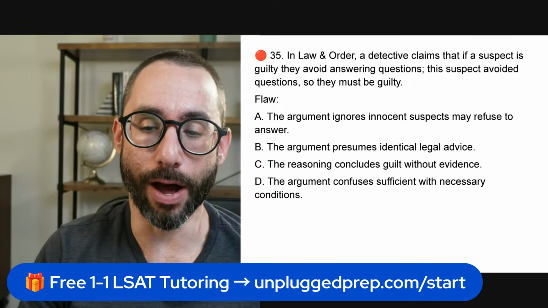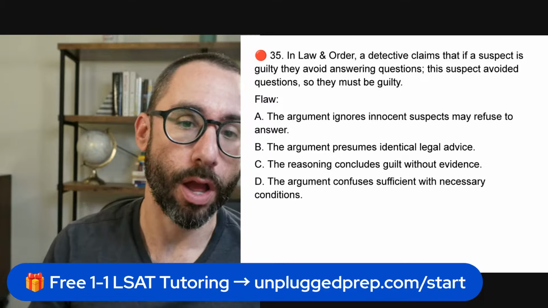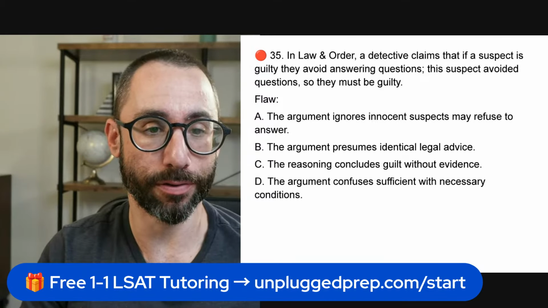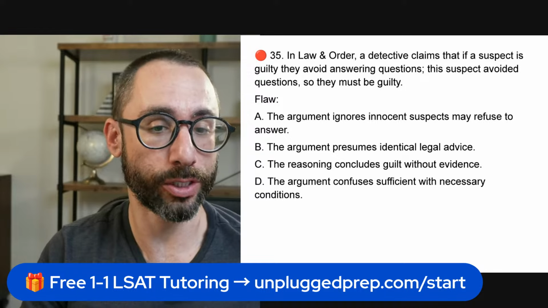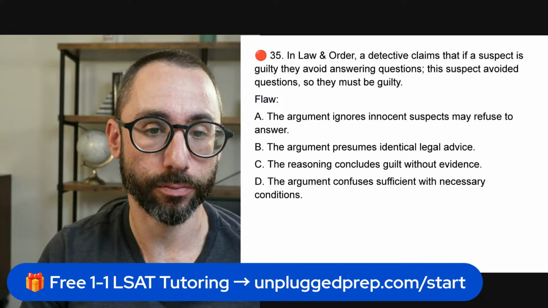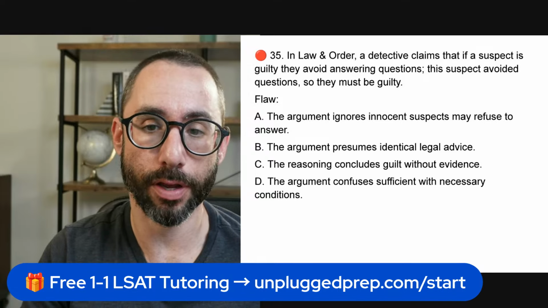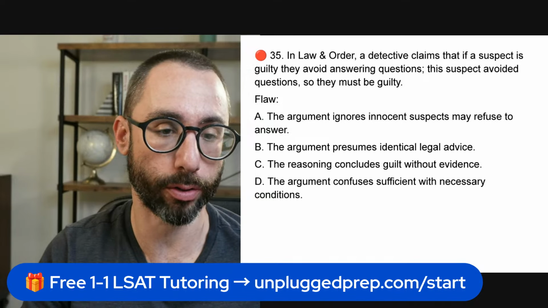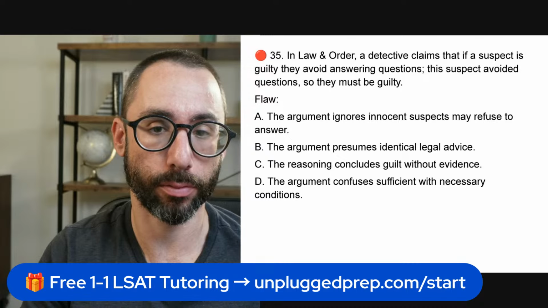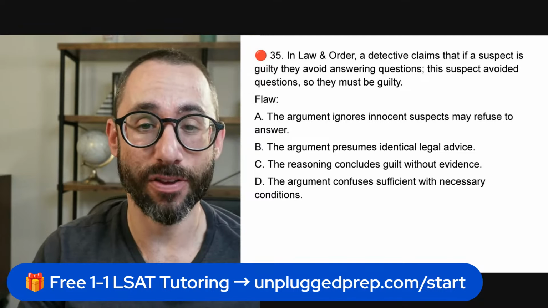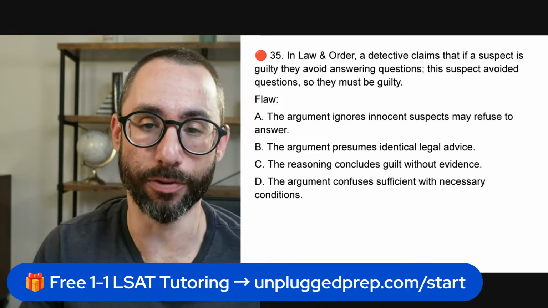On to number 35. In Law and Order, a detective claims that if a suspect is guilty, they avoid answering questions. This suspect avoided questions, so they must be guilty. What is the flaw? When you have your answer, please drop it in the chat, A, B, C, or D. If you're not sure, just drop a question mark. So if guilty, they avoid. This person avoided, therefore they must be guilty.